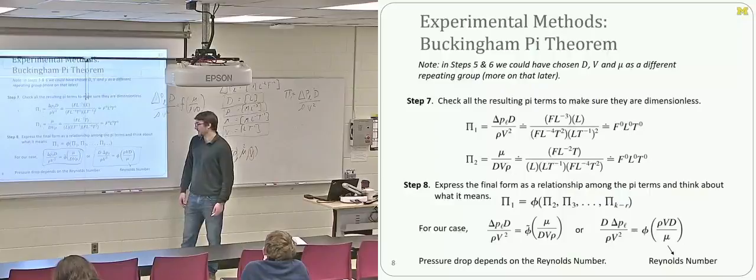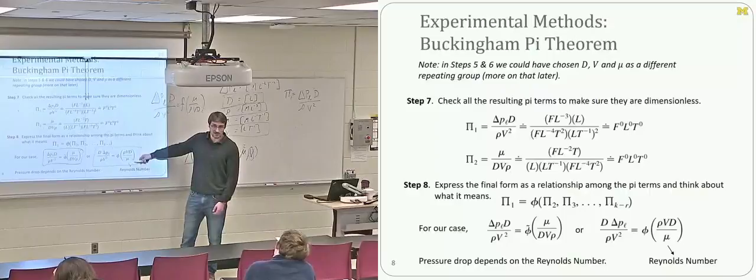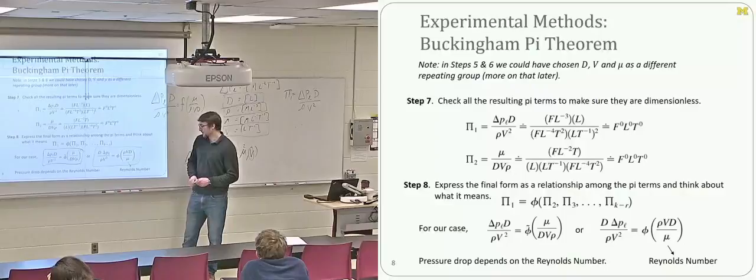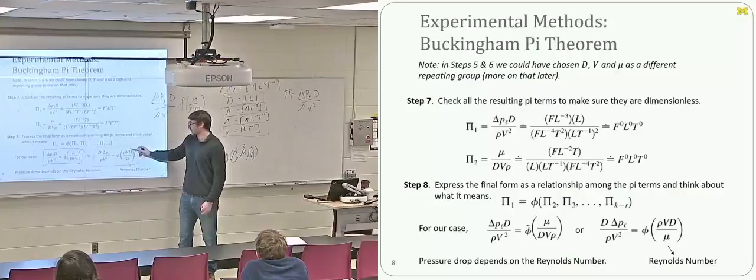And why this is useful is because now we can recognize this as a classic dimensionless term called the Reynolds number. I'm sure you've heard this term spouted out before, whether it's talking about ship hulls or whatnot. But the Reynolds number is a way of expressing how important viscosity is in a problem.